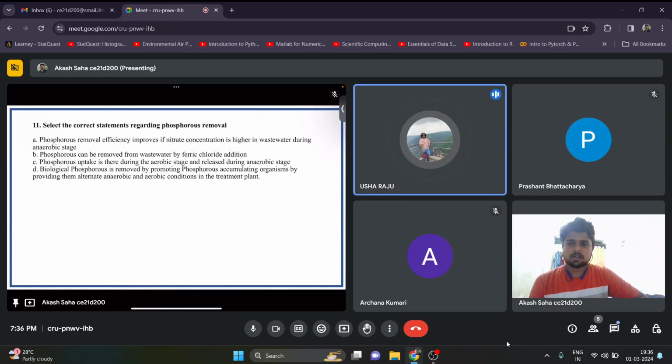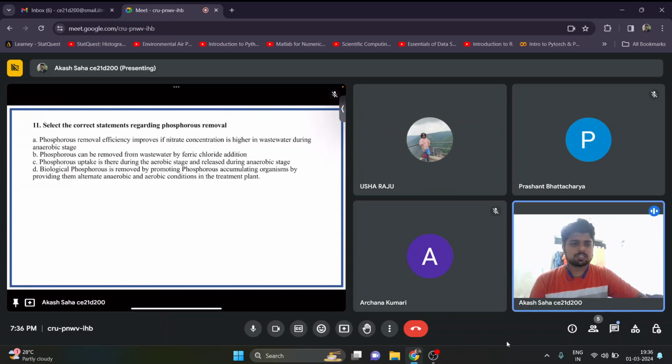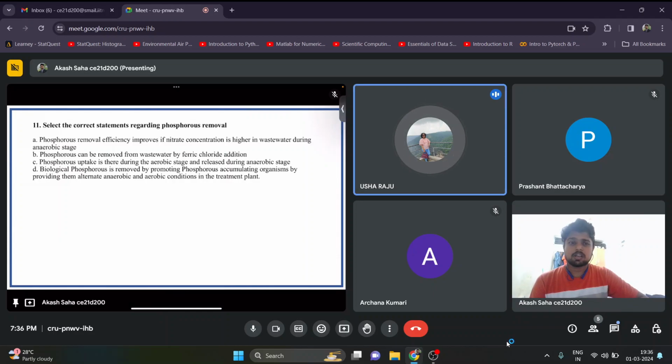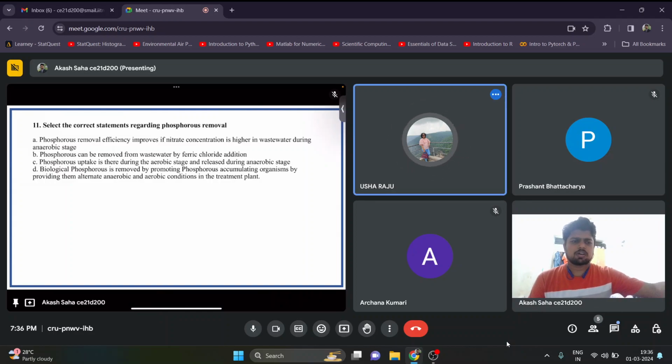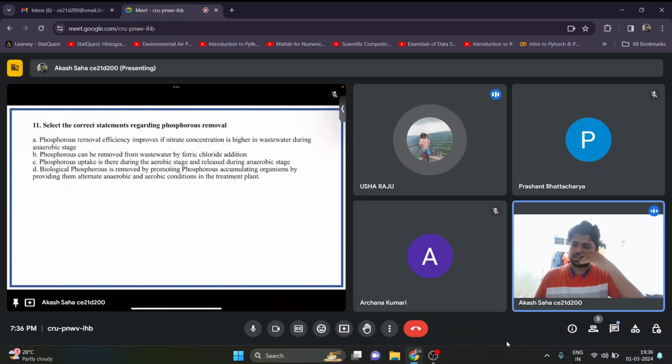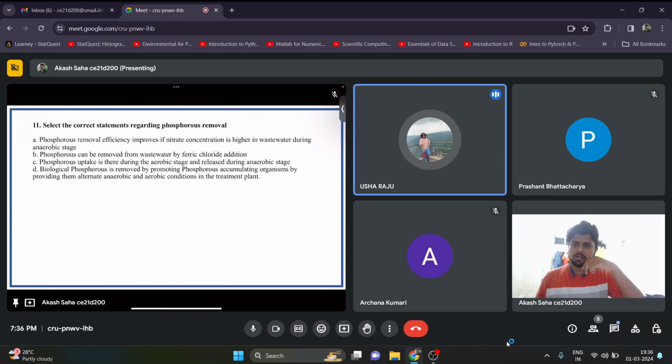But phosphorus uptake is there during the aerobic stage and released during anaerobic. Is it the aerobic stage or the anaerobic stage? No, it is taken up during aerobic and released during anaerobic. Actually, at first there should be an anaerobic stage and then an aerobic stage. But phosphorus is taken up during the aerobic stage. This is just a rearrangement of words, I think. Phosphorus is taken up during the aerobic stage and released during the anaerobic stage.